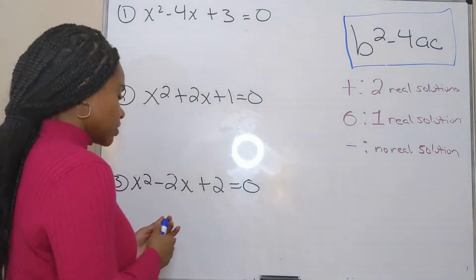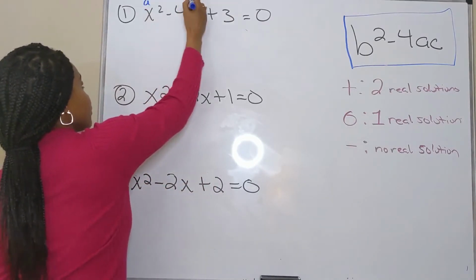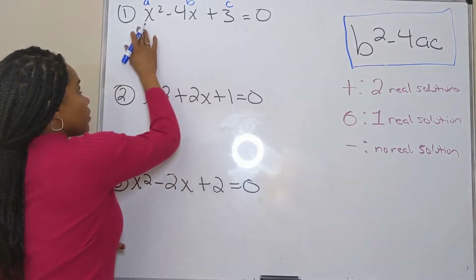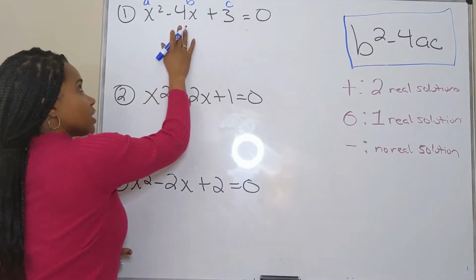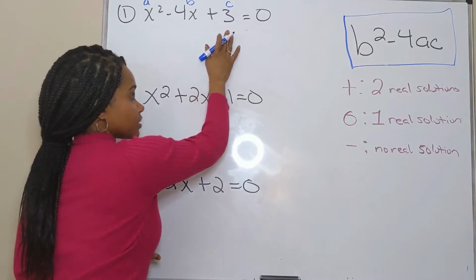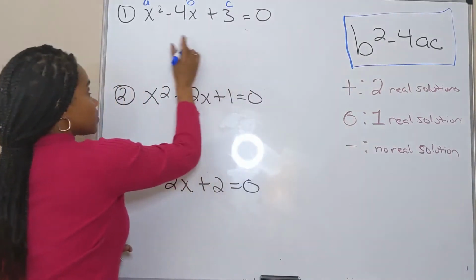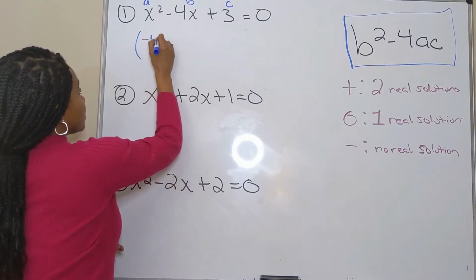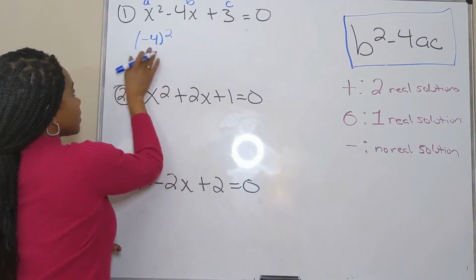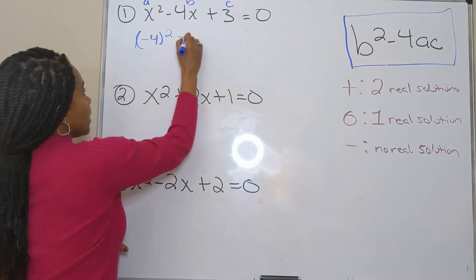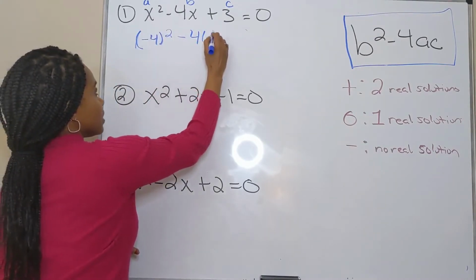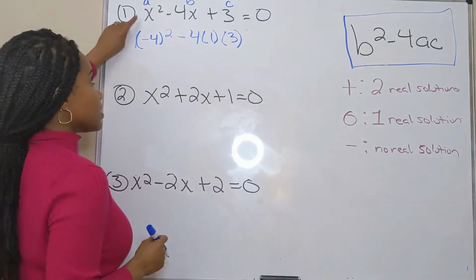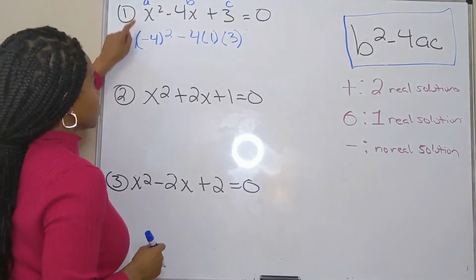All right, so I'm going to label it just like I would if I were using the quadratic formula, a, b, and c. My coefficient here is 1. I'm going to use -4 for b and 3 for c. Plugging it in, b squared is -4 squared, minus 4 times a. A is 1 and c is 3. Remember, if you don't see a number in front of your variable there, there's an understood 1.